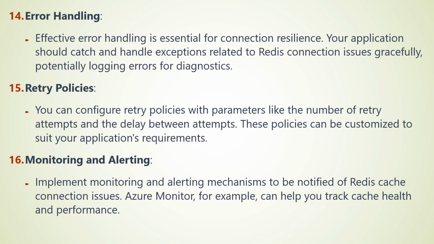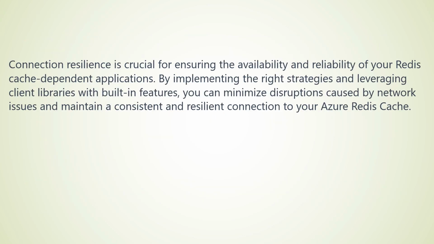Monitoring and alerting. Implement monitoring and alerting mechanisms to be notified of Redis cache connection issues. Azure Monitor, for example, can help you track cache health and performance. Connection resilience is crucial for ensuring the availability and reliability of your Redis cache-dependent applications. By implementing the right strategies and leveraging client libraries with built-in features, you can minimize disruptions caused by network issues and maintain a consistent and resilient connection to your Azure Redis Cache.